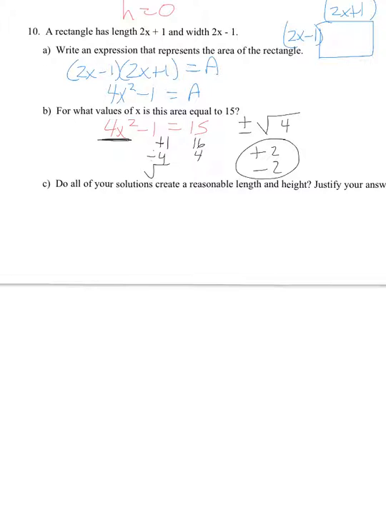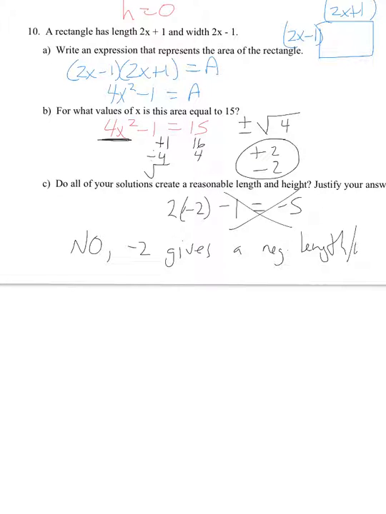Do all of your solutions create a reasonable length and width? Well, no. If I plug in negative 2 into this expression right here, I get negative 5, which cannot be a width. So I would say that 2 is reasonable, but negative 2 is not. So I would say no. Negative 2 gives a negative length slash width.